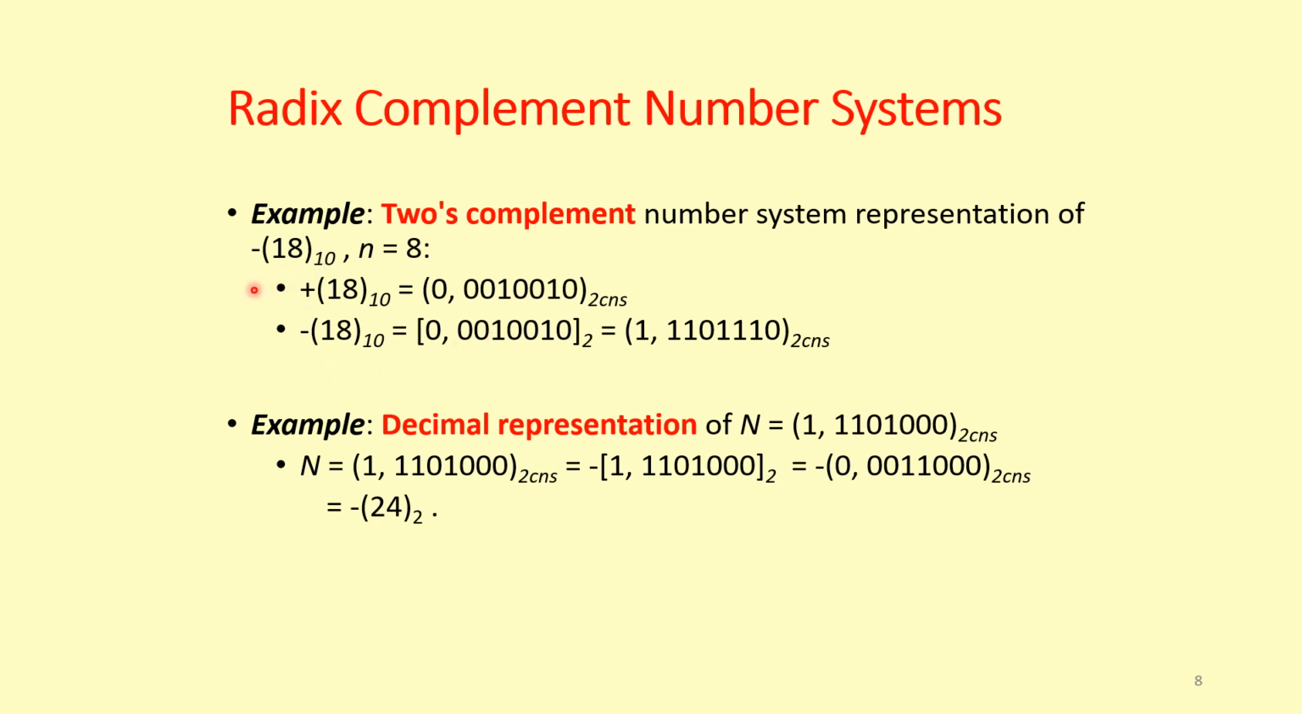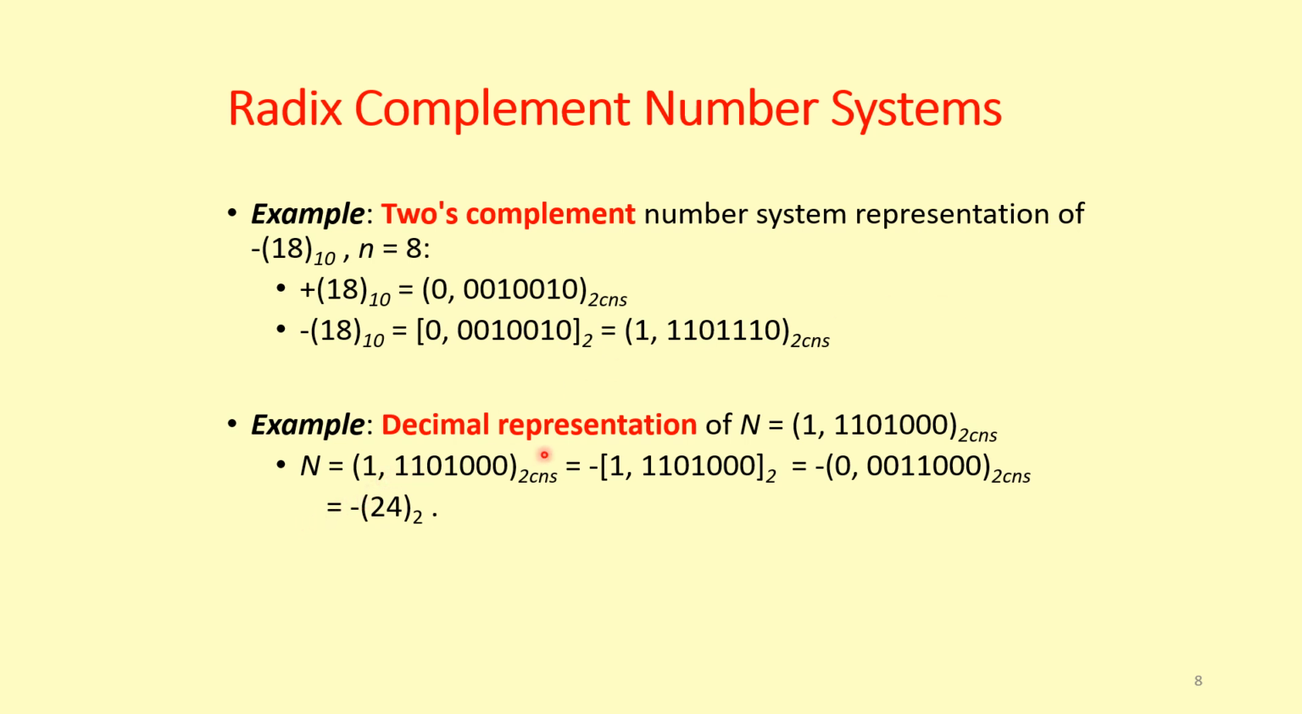What is the 2's complement representation of the decimal number negative 18? So you know positive 18 is this in 2's complement. You are converting decimal to binary first for 18, and then you complement the answer. You can solve it yourself to verify it.